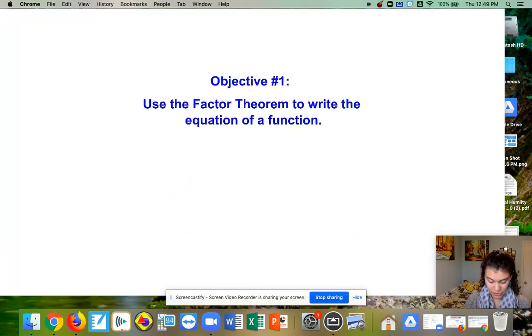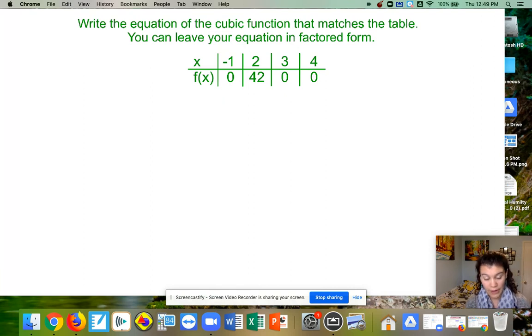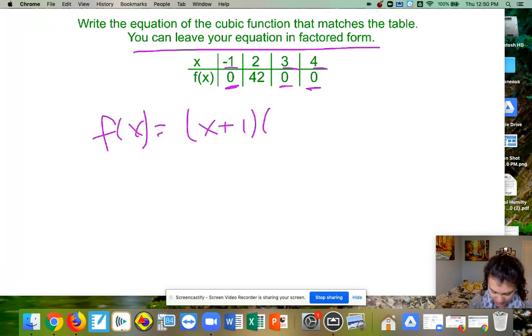Okay, so now we want to use this factor theorem to write the equation of a function. Here we have a table. We want to write the cubic function that matches this table, and it says we can leave it in factored form, so we don't need to FOIL it out and get a long written out answer. Here we have 3 zeros at -1, 3, and 4. So we know f of x is going to be x plus 1, x minus 3, and x minus 4.